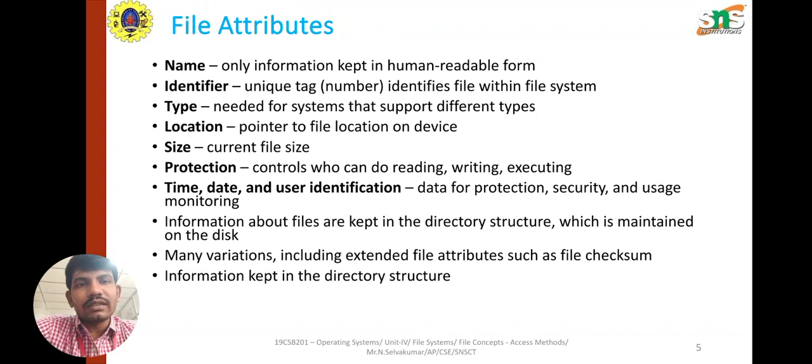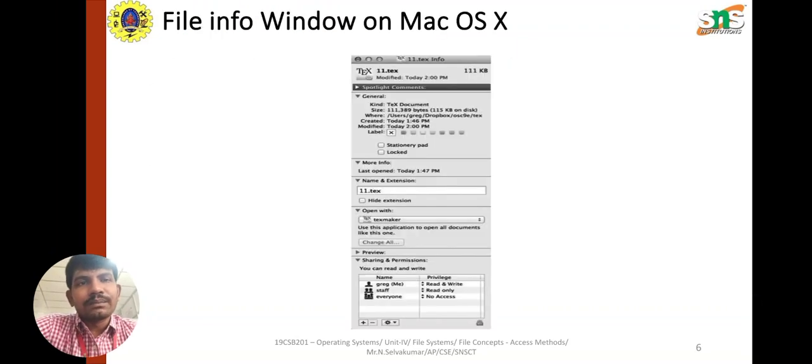Size is the current file size. Protection controls who can do reading, writing, and execution. Time, date, and user identification are data for protection, security, and usage monitoring. This information about files is kept in the directory structure, which is maintained on the disk. There are many variations, including extended file attributes such as file checksums. This is the file information window on Mac OS, where we can see the kind, the size, the created and modified dates, and labels.